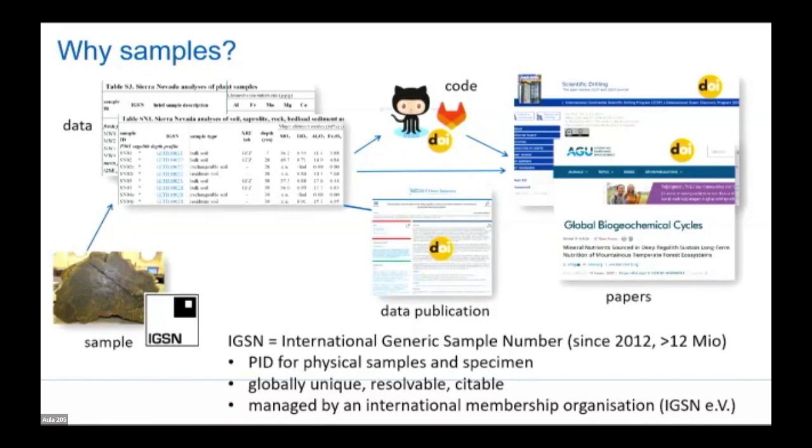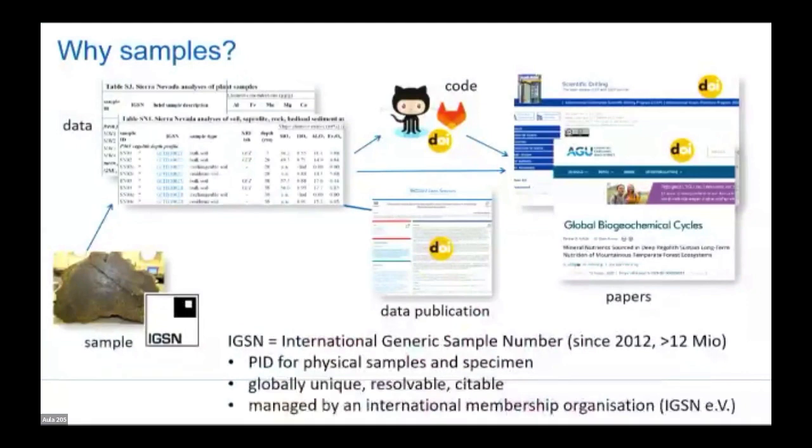And since 2016, we have been included in the DataCite metadata as a related identifier type. And this is actually the first PID for physical objects that has achieved that. So we can now be fully cited in DataCite metadata, and of course, ideally also in journals. So what does it mean?